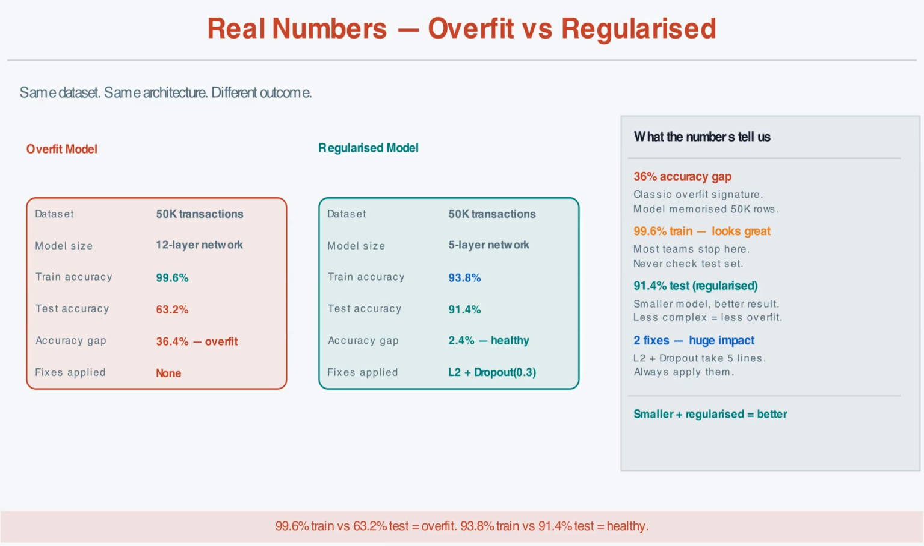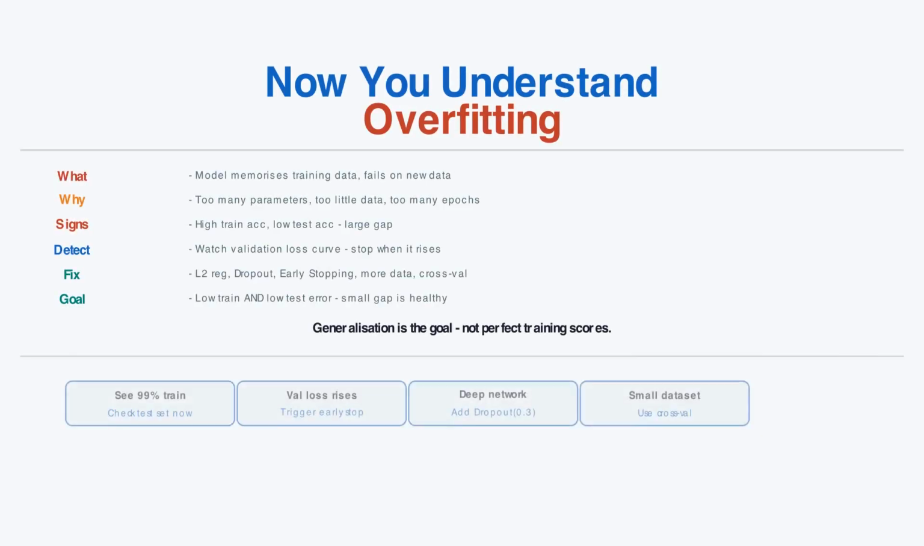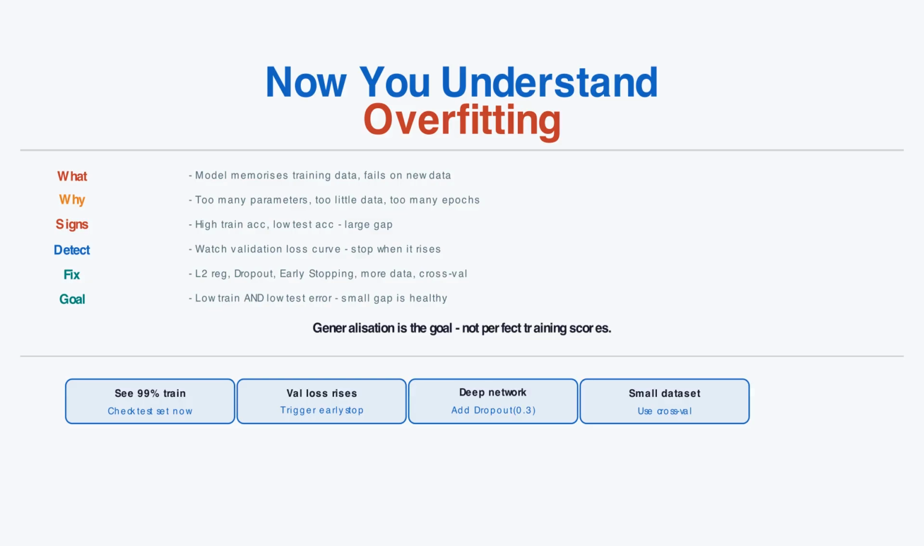The lesson: a high training accuracy is not a success metric. Generalization is the only metric that matters. Here is the complete picture. What is overfitting? A model that memorizes training data instead of learning the underlying pattern. It performs well in training and fails in the real world. Why does it happen? Too many parameters, too little data, too many training epochs, or noisy input features. The model complexity is too high relative to the data.